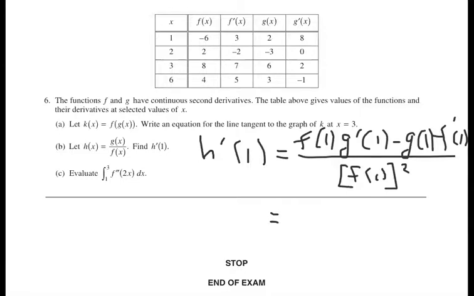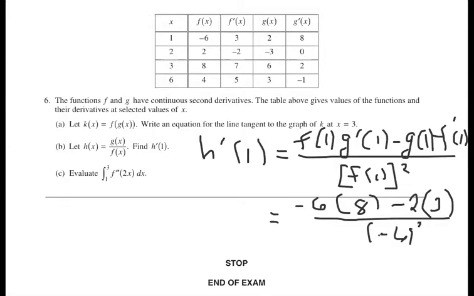So now I got to plug my numbers in. So f of 1 from the chart is negative 6. G prime of 1 from the chart is 8. Minus g of 1 from the chart is 2, times f prime of 1 from the chart, all over f of 1, which is negative 6 squared. That right there should be enough. You do not have to simplify that. That is the answer. If you do simplify it, you end up getting negative 3 over 2.